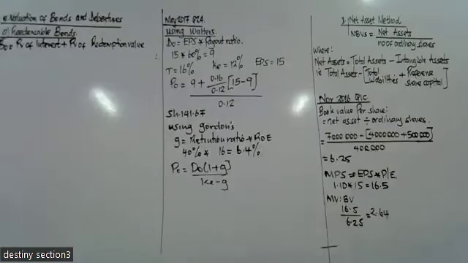It will be the present value of the interest, which is 140,000 times the present value interest factor of an annuity at 12%, for 6 years. Plus the present value of your redemption. When you redeem it, you redeem it for $2 million, the face value, times the present value interest factor at 12% for 3 years.